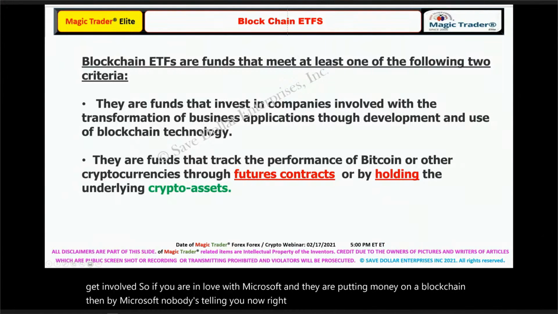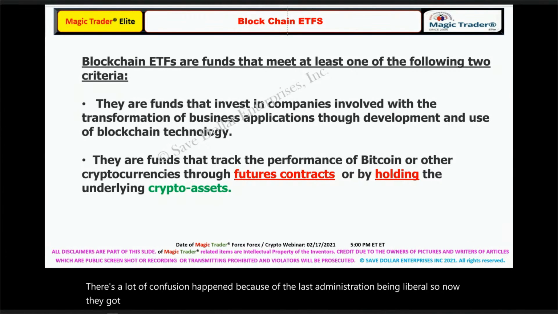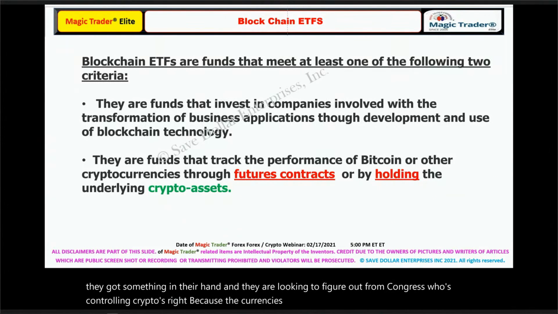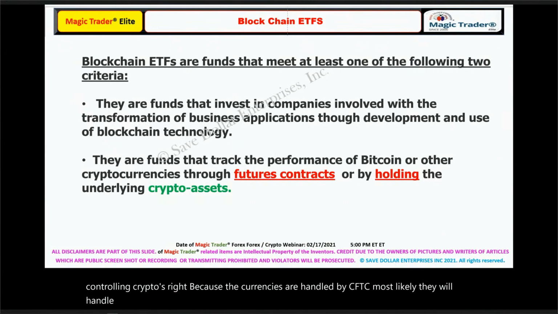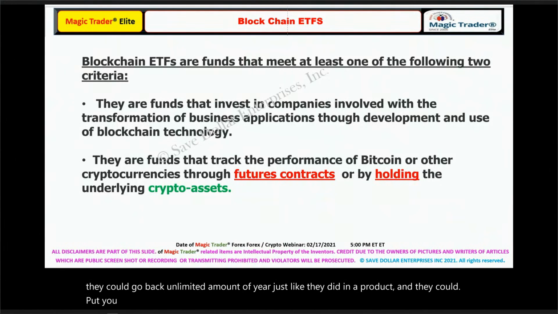Another thing I want to tell you: I spoke to the CFTC and NFA. A lot of confusion happened because of the last administration being liberal. Now they have something in their hands and they are looking to figure out from Congress who's controlling cryptos, right? Because the currencies are handled by the CFTC, most likely they will handle it. And it is true, whether it's regulated or not, if anybody's doing a Ponzi scheme or fraud, they can go back an unlimited number of years, just like they did in Forex, and they could put you in an orange suit. So try not to do things which are not regulated. Any product or any party which is not regulated, stay away from them.